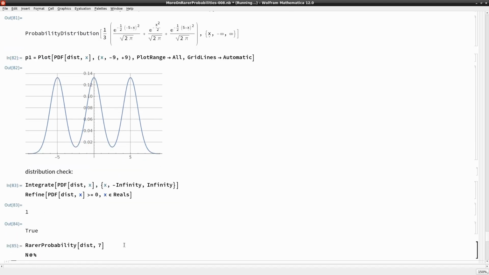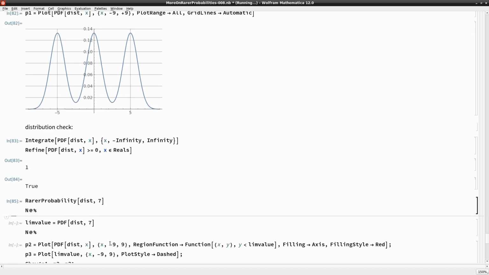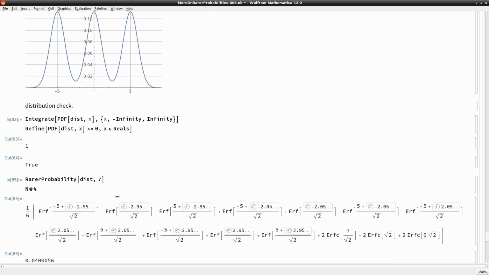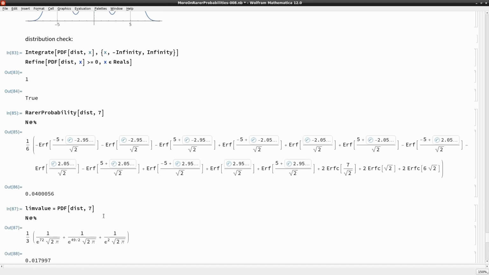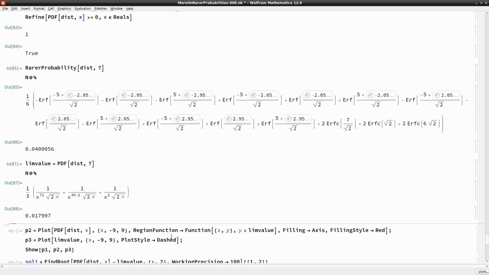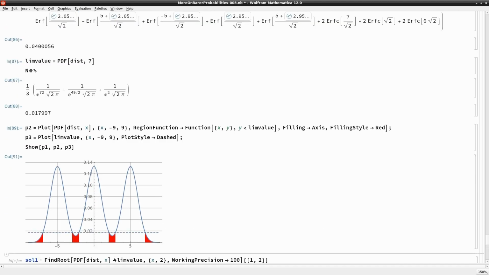Yes, it is. And now let's compute the rarer probability at 7. I'll just pick a right upper cutoff value here. That is a 7 that I'm just picking somewhat arbitrarily. We get a number 0.04. Let's also compute the corresponding lim value. And again, let's plot it. And now we see that we have 2 subdomains in the middle, right? We have a right tail, we have a left tail, and we have 2 subdomains where we have a rarer probability that is defined by this cutoff.